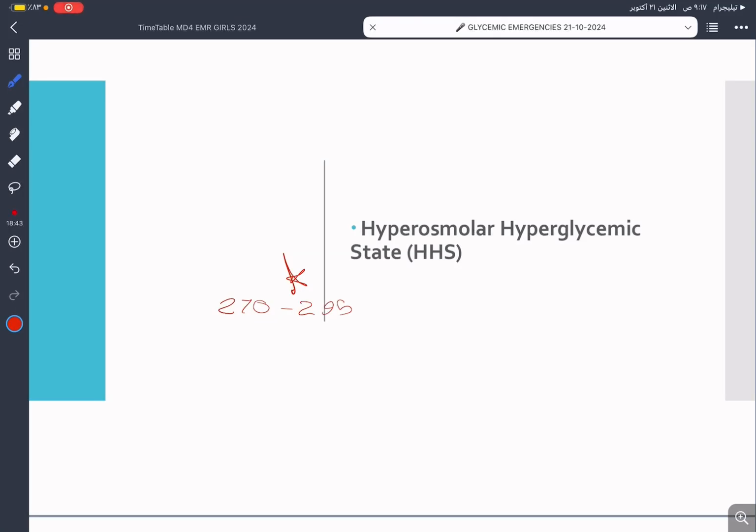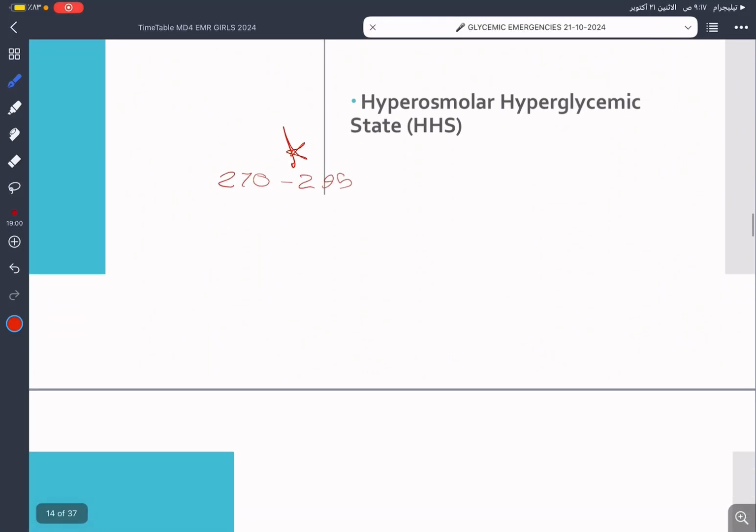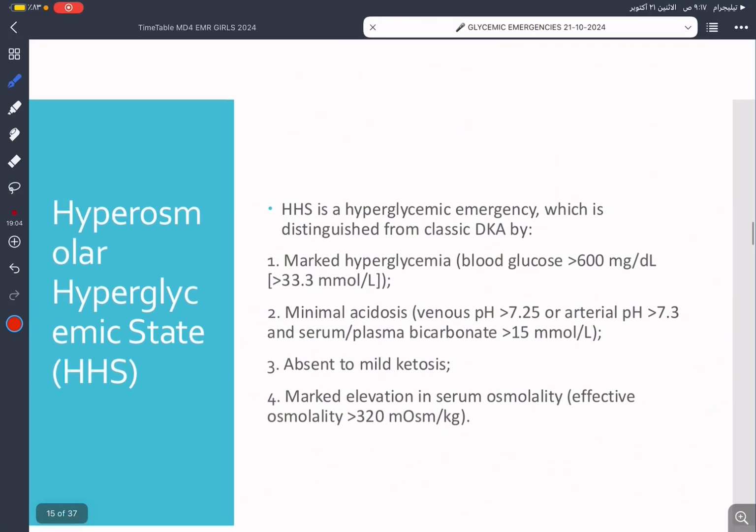What else? يكون في عندهم ketones? لا. Usually absence of ketones. طيب يكون عندهم acidosis? لا. Commonly normal, but they might have a mild acidosis. Right? So basically hyperglycemia more than 600 plus high osmolarity.